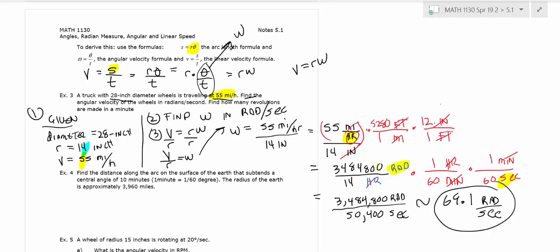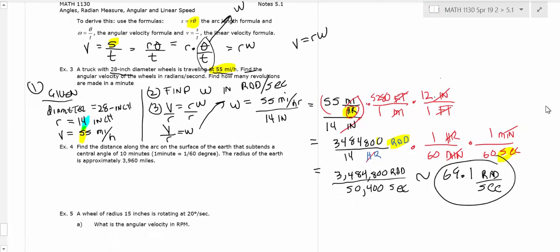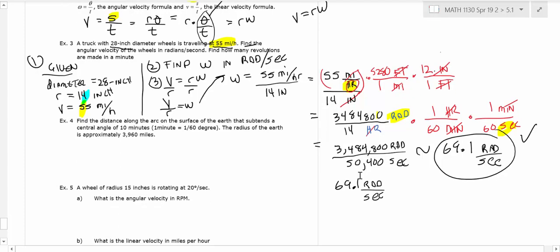What's that? Oh, there's a second part of this. So we want to find the angular velocity in radians per second. The other thing I want to do, I probably didn't give you guys a lot of room on your paper, so you can just write down what you have room to do. So we got that. Now what we need to do is take 69.1 radians per second and convert that to revolutions per minute.